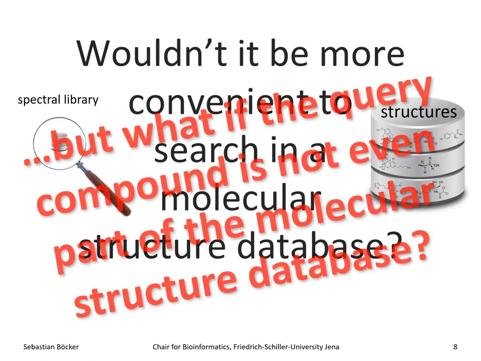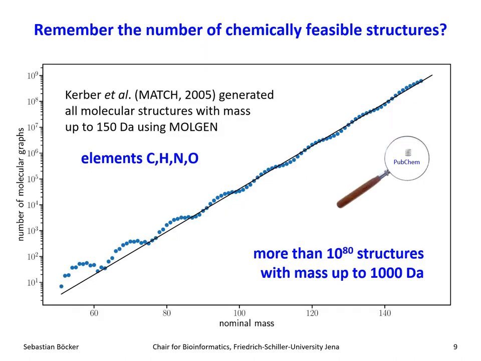But the problem is, why should our query compound be in our structure database? It's larger, we'll find more, but nevertheless, there's a good reason to believe that we'll still miss a lot. I have no idea how much. We'll see. We can only find out by making a method that can actually analyze such data. Because what you have to keep in mind is that the total space of molecular structures that we could search in is enormous. And with enormous, I mean bigger than we can imagine.